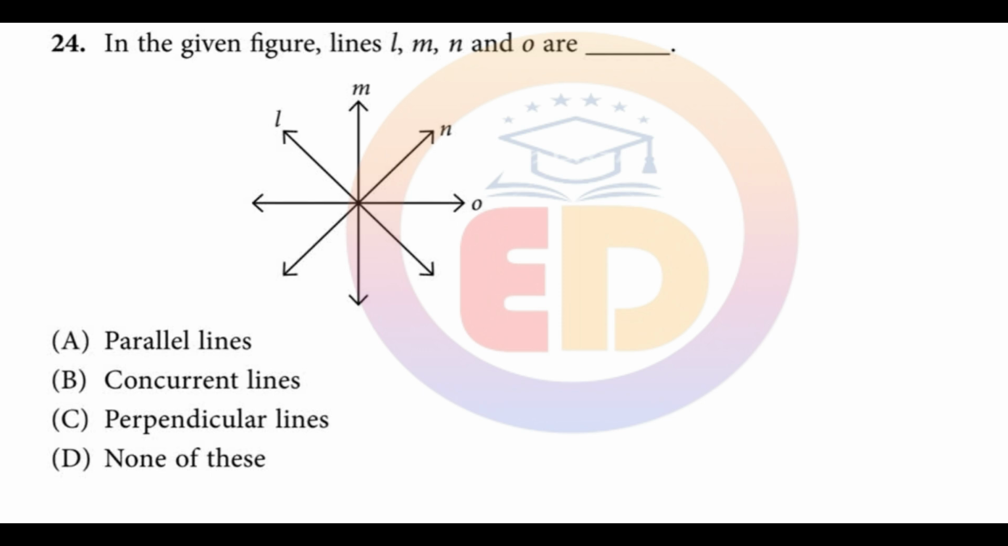In the given figure, L, M, N and O are. Now we see that L is a line, M is a line, N is a line and O is also a line. So there are four lines and they are meeting at a common point O. Now we know that when three or more lines have a common point, then they are called concurrent lines. Answer will be option number B. L, M, N and O are concurrent lines.